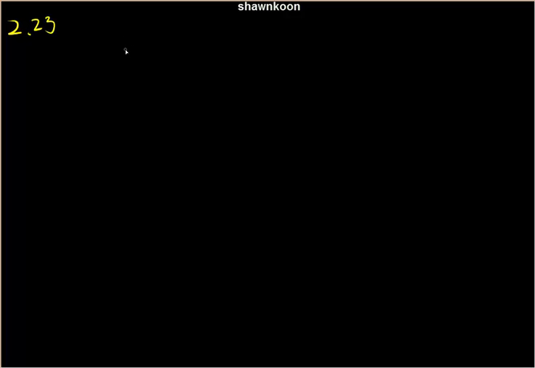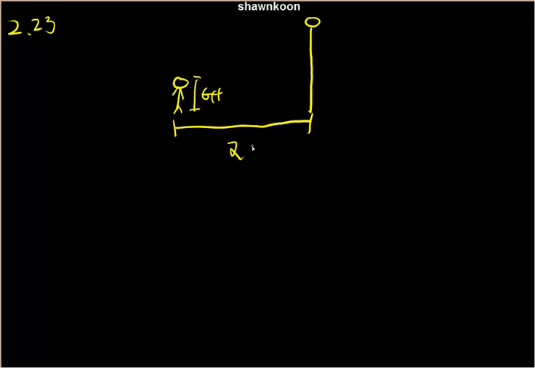2.23. Okay, so this question is kind of tricky, so we might have to draw a picture to understand better. So there's this man standing. How tall is he? 6 feet, right? And there's a light pole standing right here, and the distance from here to here is 24 feet. Okay, so this light shines toward him, and his shadow comes out behind him like this, right?